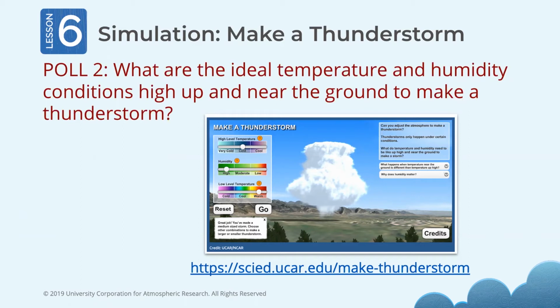So now we have our second poll, which is, what are the ideal temperature and humidity conditions high up and near the ground to make a thunderstorm? So we focus on this idea that we need temperature and we need humidity, and that temperature changes as we go up in altitude. So I'll give you a moment to read over your selections there, and then we'll go into the simulation.